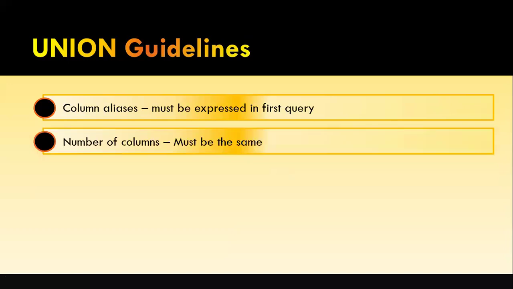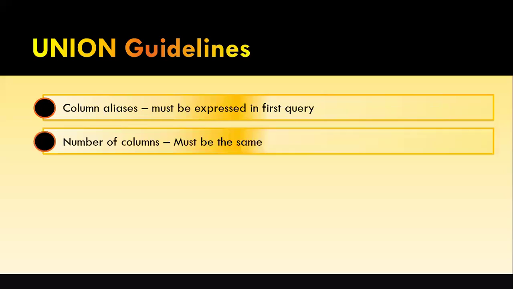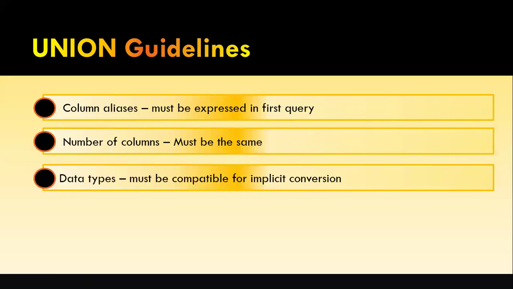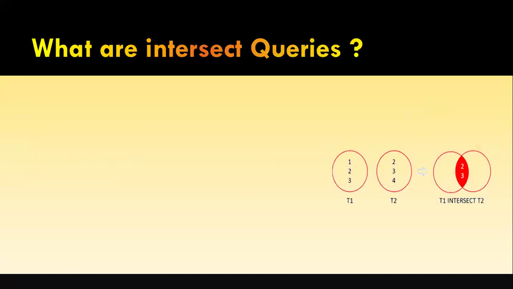records. What are the guidelines when performing union, combining the data sets? The column aliases must be expressed in the first query. Okay, you need to mention the aliases for the columns in your first query. And the number of columns must be the same. Before you combine the data from two tables, make sure that whatever number of columns are in the first query, the same number of columns you are using in the second query, and the data types must be compatible. In case of any data type mismatch, it will throw an error. You cannot combine.